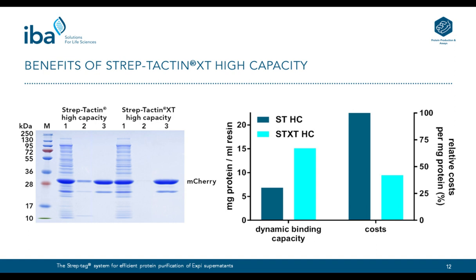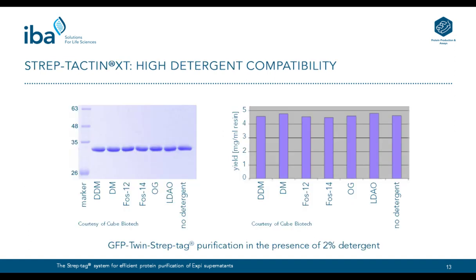The binding affinity of Strep-Tactin XT also increases its dynamic binding capacity compared to Strep-Tactin. And if you look to the right side, you can see the comparison of dynamic binding capacities for mCherry measured on Strep-Tactin and Strep-Tactin XT high capacity. And you can see that by the use of Strep-Tactin XT, we can increase the binding capacity close to 2-fold compared to Strep-Tactin. Given the fact that the Strep-Tactin XT materials are cheaper than the Strep-Tactin materials, it's possible to reduce the cost for a purification by more than 50% if you use Strep-Tactin XT instead of Strep-Tactin.